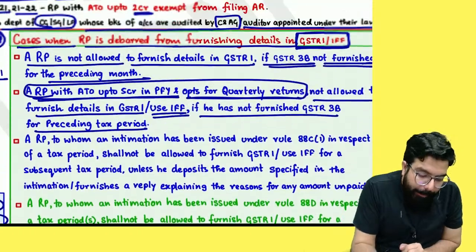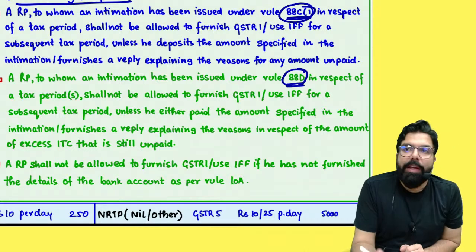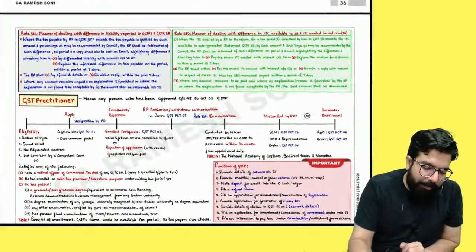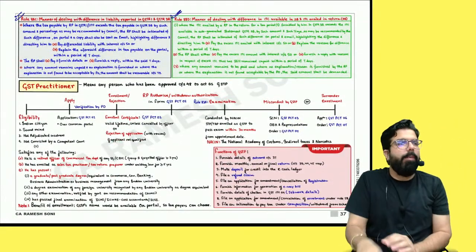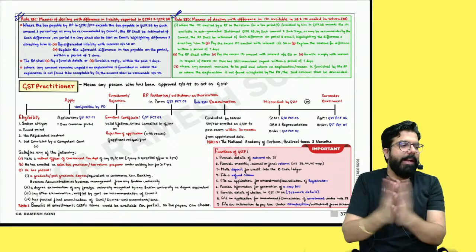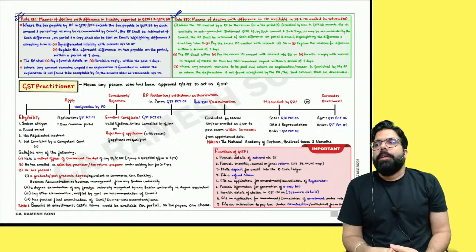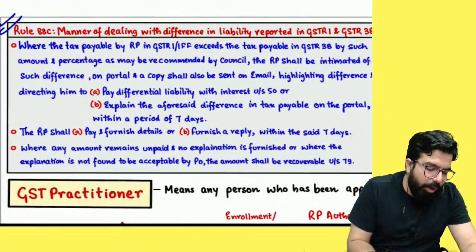Next. People, now I want to go ahead and talk about rule number 88C and 88D. Can you see 88C and 88D? If you don't know this rule, you will not understand, correct? So you have to come to the next page where I have told about rule number 88C and rule number 88D. I'll talk about rule number 88C and 88D and then we'll go ahead. What is rule number 88C telling?